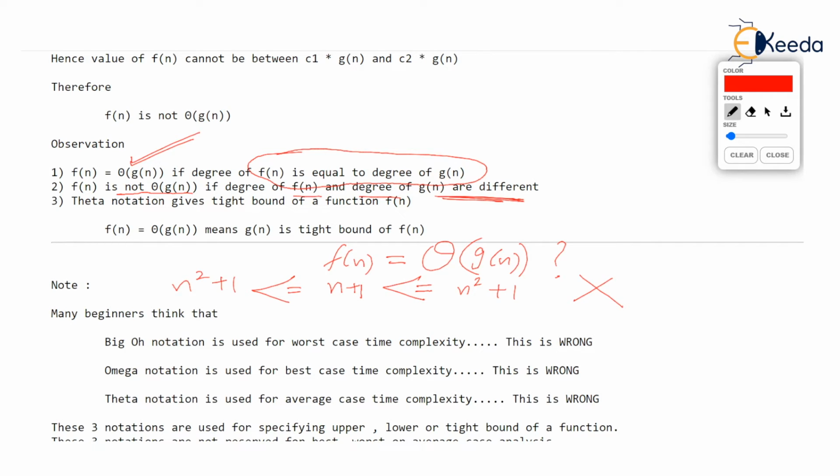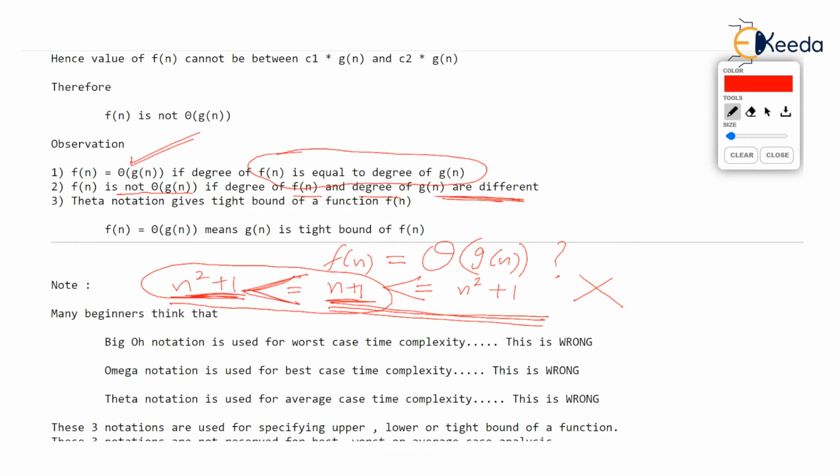Now, this left hand side over here is indeed true. n plus 1 is below n square plus 1. But how can you make this right hand side, this portion, true? I mean, n square plus 1 can never be less than n plus 1. How can it be true, for any constant? So it can't be proved.